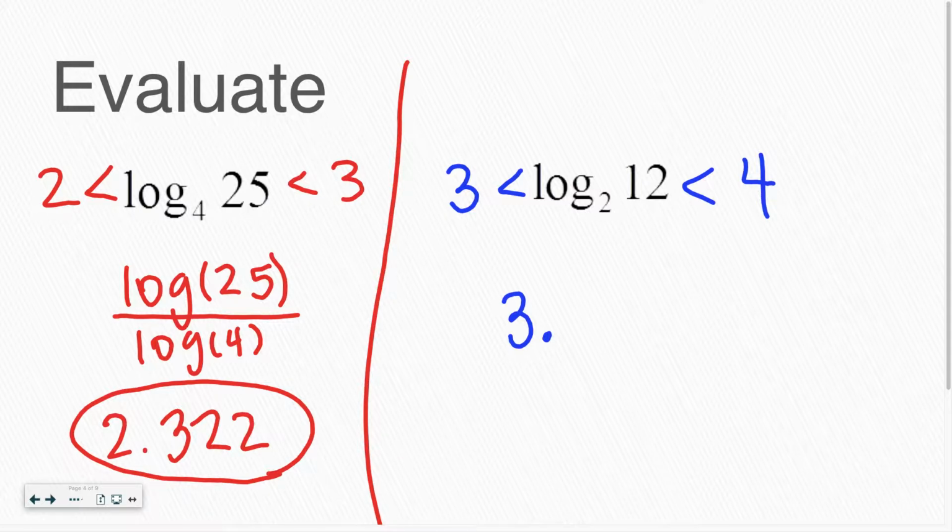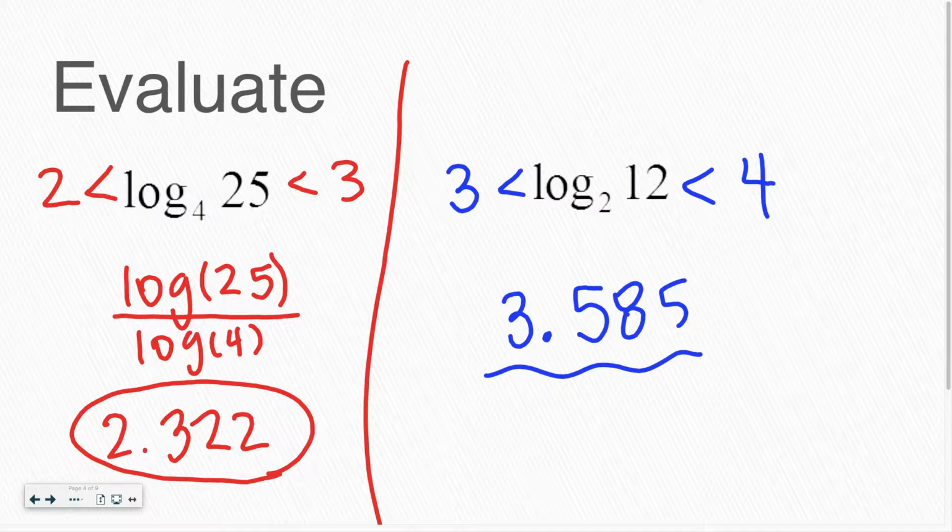Matt, what do you get? 5 what? 85. Sorry, I wasn't quite sure what that second decimal was.